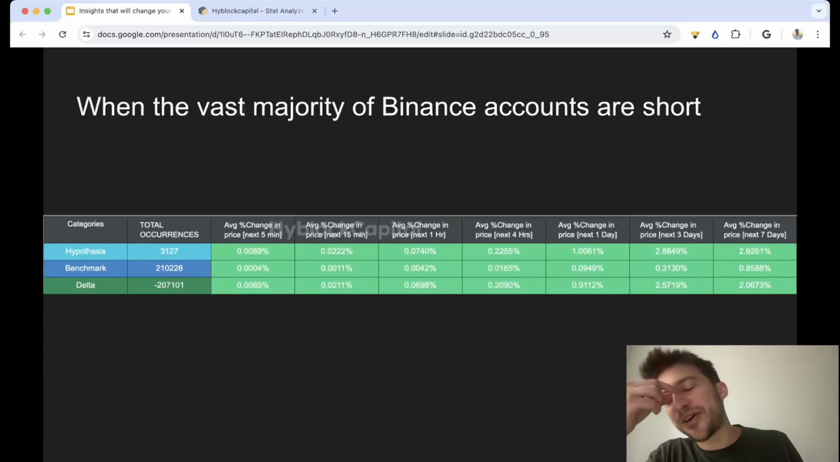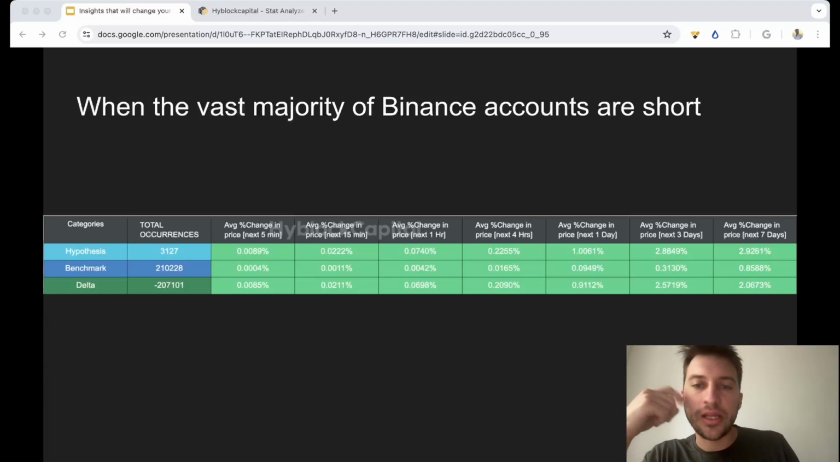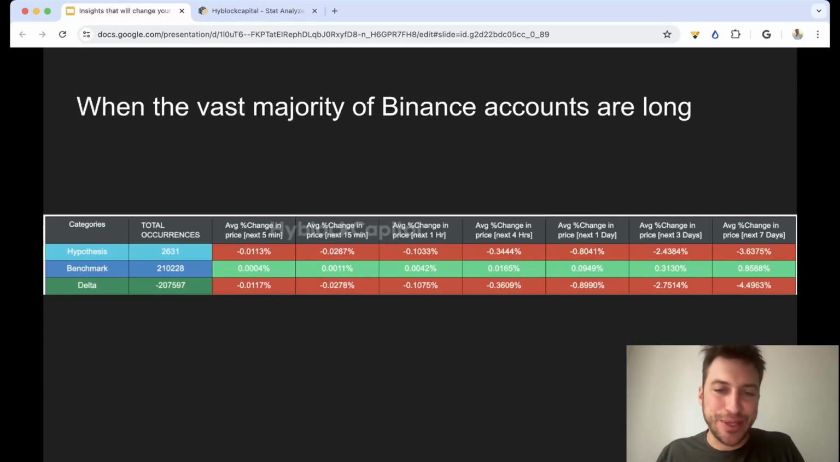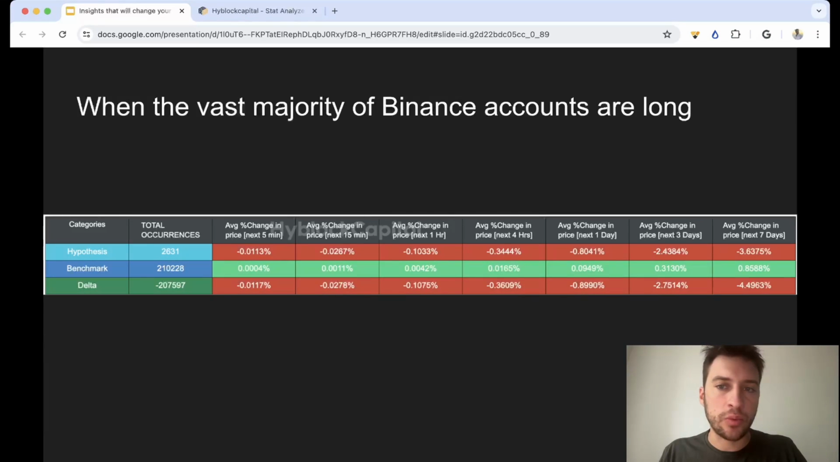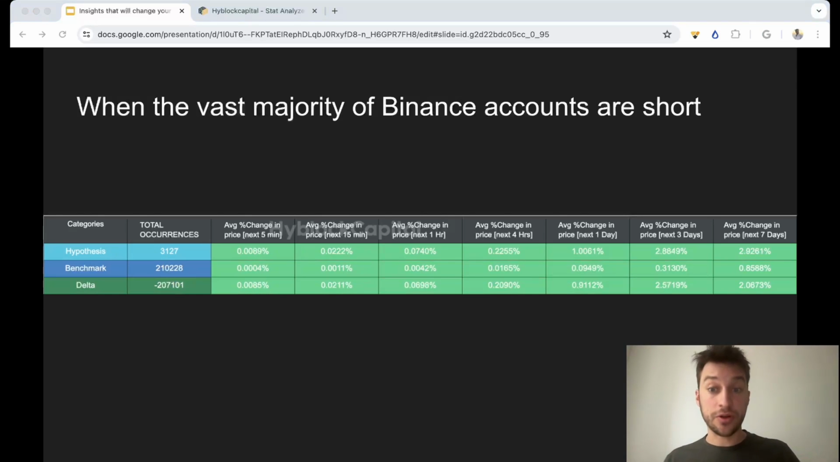Now, when the vast majority of Binance accounts are short, look how funny this is. Price just goes up. It really does show that either price is trading against retail traders, or more likely retail traders just make very bad decisions. They shorted at a terrible time. They longed at a terrible time. Like you can see here, when every single Binance account is short, they're all just shorting, price tends to rise a decent amount. As you can see, average change of 1 hour is 0.07%, just about. Average change when everyone's long in 1 hour is about 0.1%. So this is starting to get a little bit stronger.